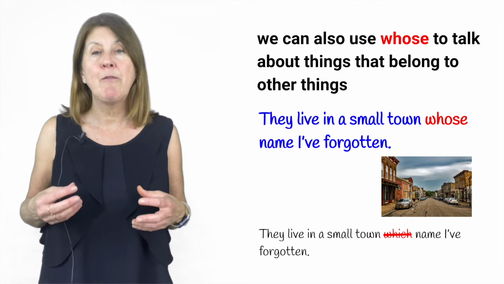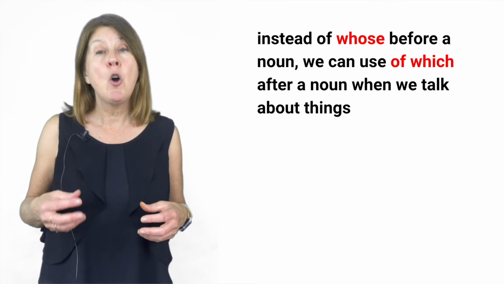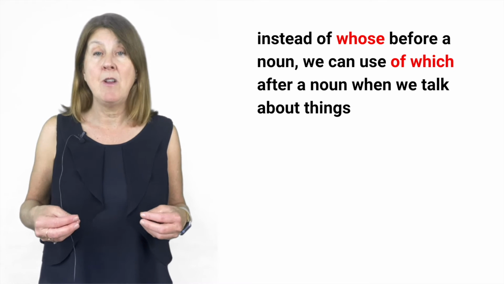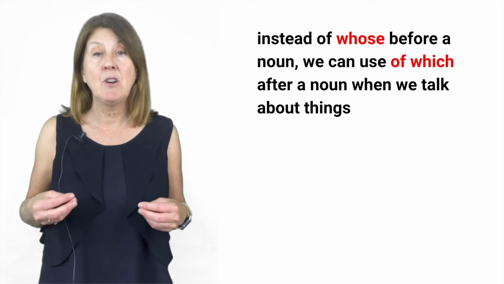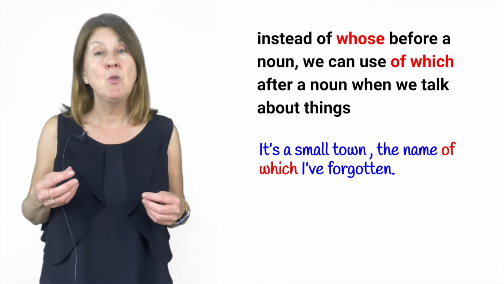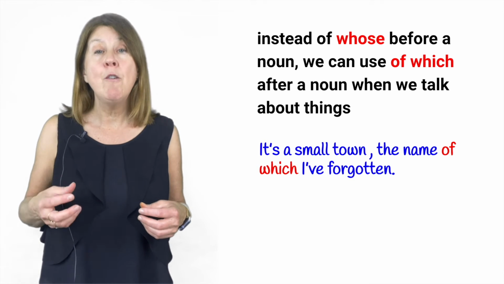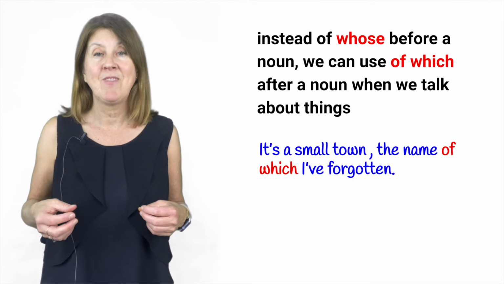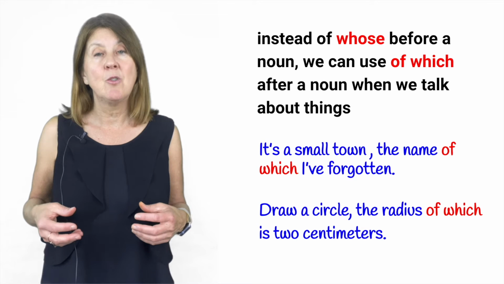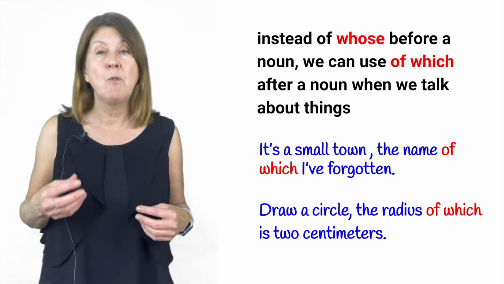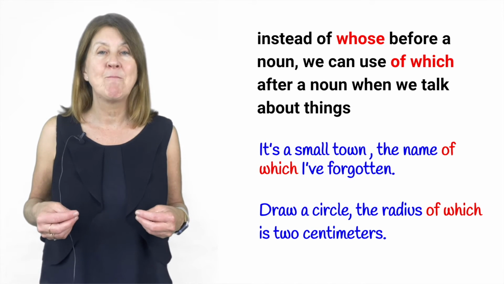Instead of whose before a noun, we can use of which after a noun when we talk about things. For example, it's a small town, the name of which I've forgotten. Or draw a circle, the radius of which is 2 centimetres.